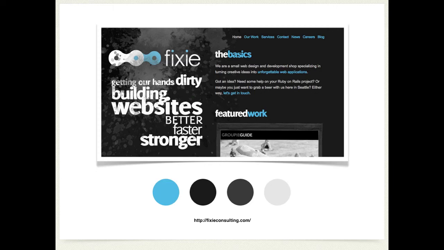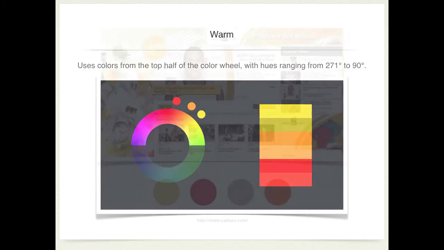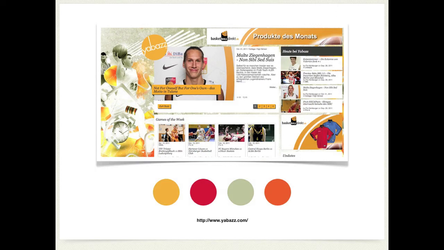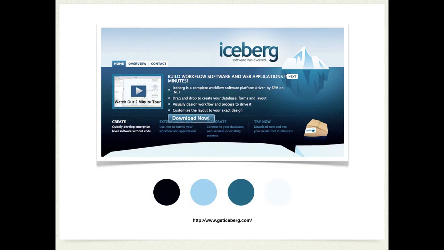Now, the last two are the warm color scheme, which uses colors from the top half of the color wheel with hues ranging from 271 to 90 degrees. So basically warm colors like red, yellow, and orange. Here's a good example. The last one is cold, a cold palette. It uses colors from the bottom half of the color wheel with hues ranging from 91 to 270 degrees. A good example is geticeberg.com.